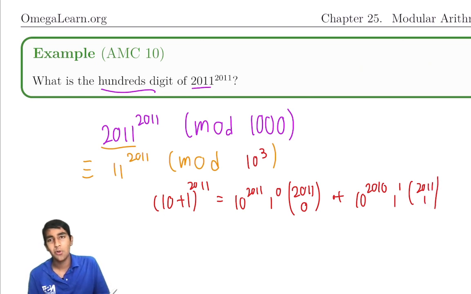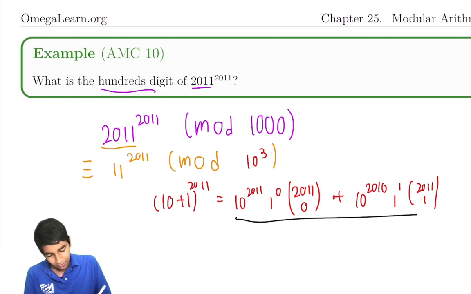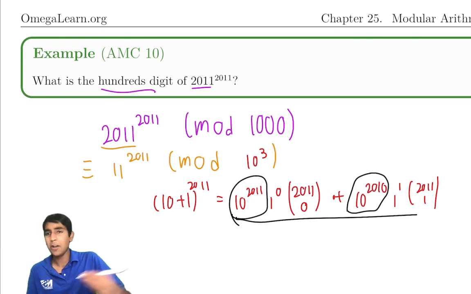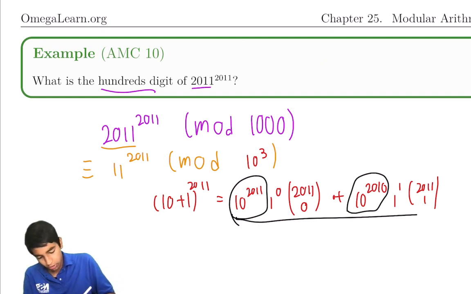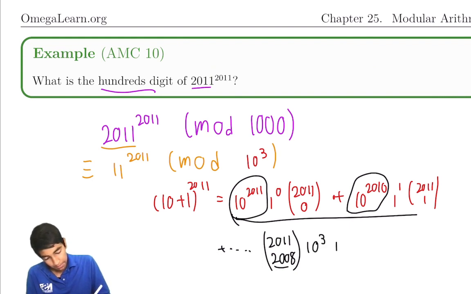Now you might be thinking, why are we expanding this? There's 2012 terms, you're never going to finish. Because the reason is we don't care about any of these terms. They all have giant powers of 10 in them. They're all way beyond multiples of 1,000. We only care about the terms that are not multiples of 1,000, which is just going to be the last few terms here. So it would be 2011 choose 2008, right? So 3 powers of 10 and 2008 powers of 1. Oh, but this is still a multiple of 1,000, so we don't care.